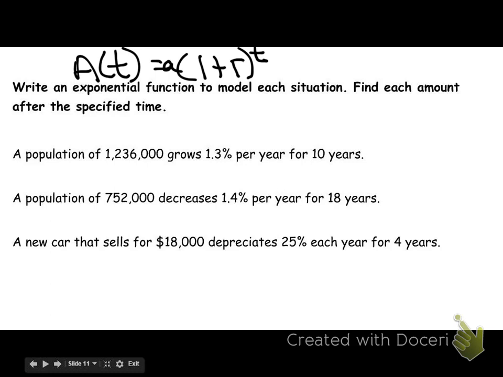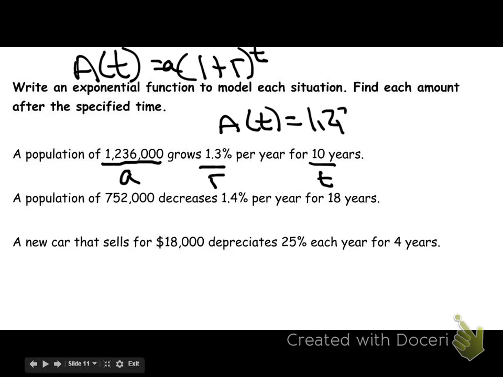Take a look at our first example. A population of 1,236,000 grows 1.3% per year for 10 years. Guys, what's the 1,236,000? Which variable is that? A. Very good. The 1.3% is the rate. And the 10 years? T. Time. Your 10 years.